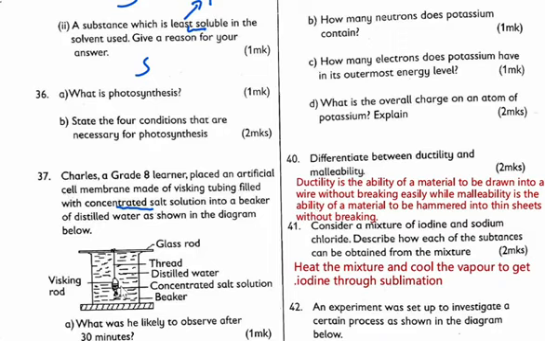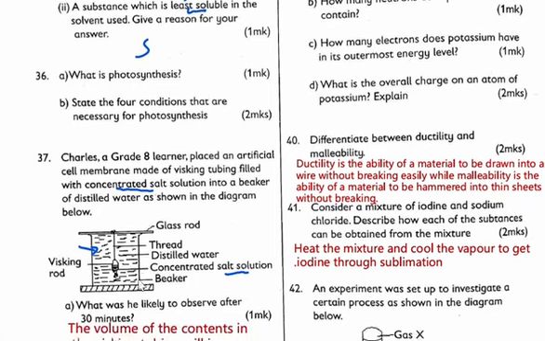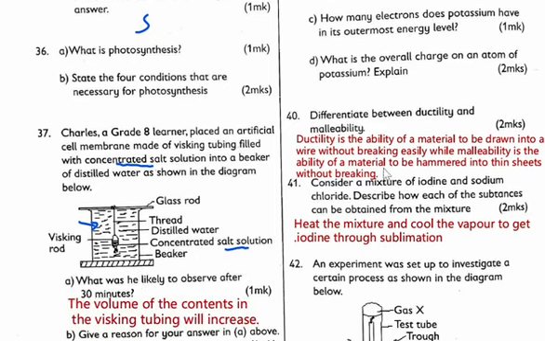1 mark. Because inside we have concentrated salt solution and outside we have distilled water, and you know that osmosis is the movement of water molecules from a region of high concentration to a region of low concentration. So outside here, water is highly concentrated. What about inside? Because we have salt solution, which is more concentrated, the concentration of water here is less. And therefore, more water will move into the Visking tubing. Therefore, we are going to say the volume of the contents in the Visking tubing will increase.